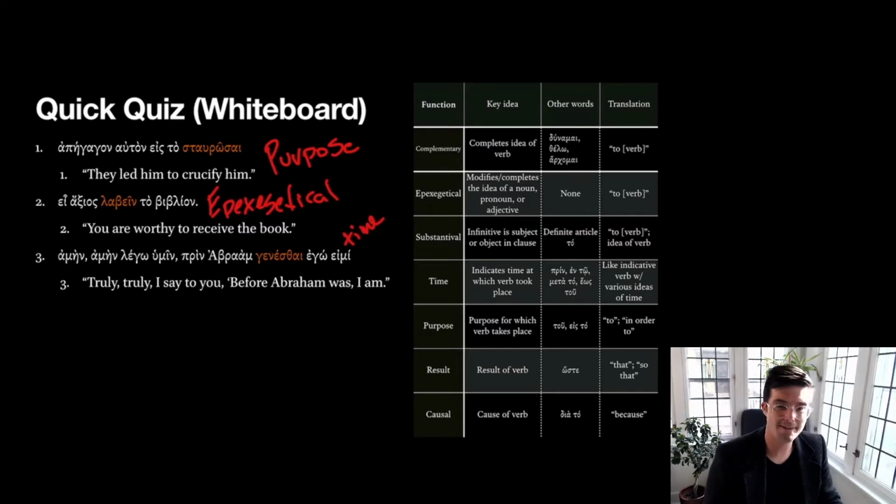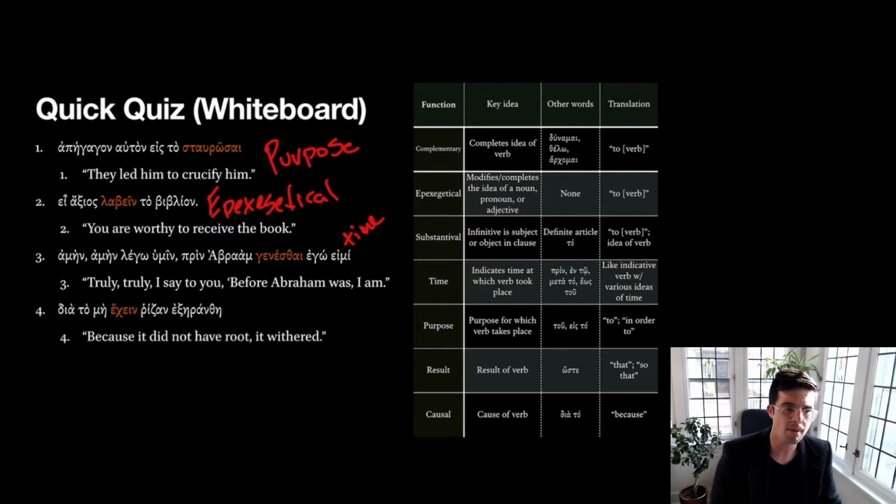So here we have the infinitive of time, which the translation here gives you a strong sense of with before, but we have the prin, which means before, and it's going to take the infinitive after it. So truly, truly, I say to you, before Abraham was, or before Abraham existed, ego eimi, I am. Two more here. Go ahead and pause and do number 4.